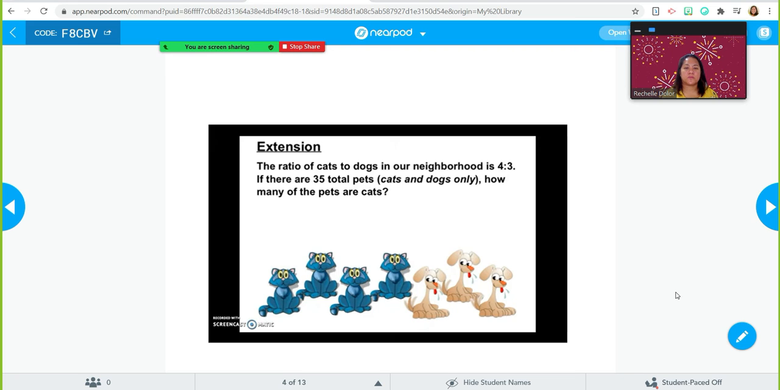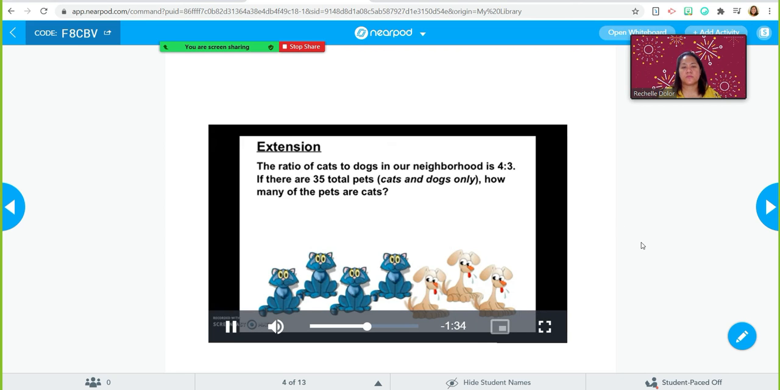Okay, here's an extension. This is a typical problem where you would have to make sure you're noticing whether you have part-to-part or part-to-whole, and you might have to go a little further. So here it says the ratio of cats to dogs in our neighborhood is 4 to 3. So notice that's a part-to-part ratio. We're comparing cats to dogs. But then it says if there are 35 total pets, cats and dogs only, so I'm looking at a whole there. How many of the pets are cats?